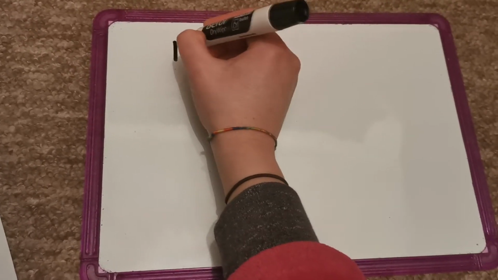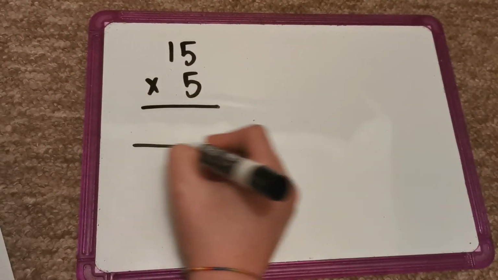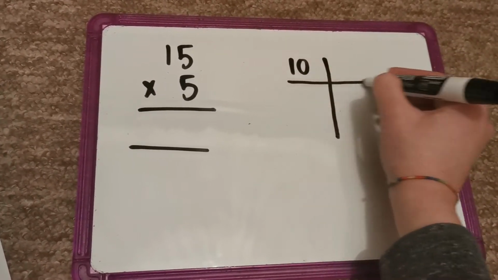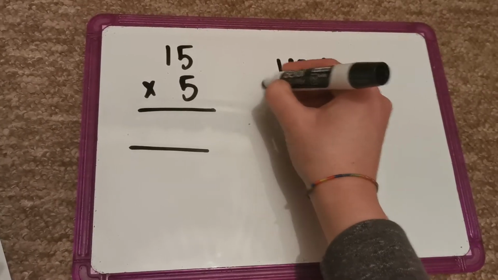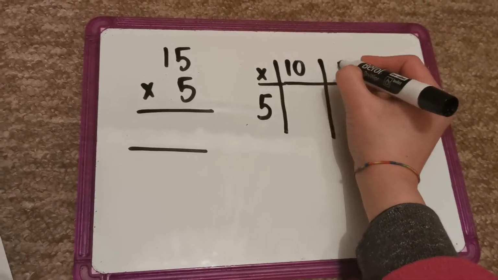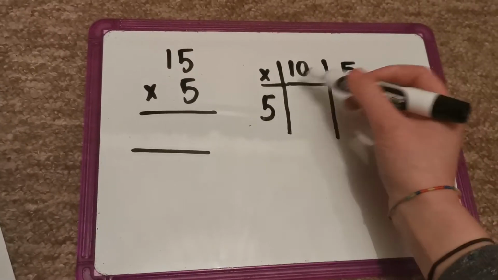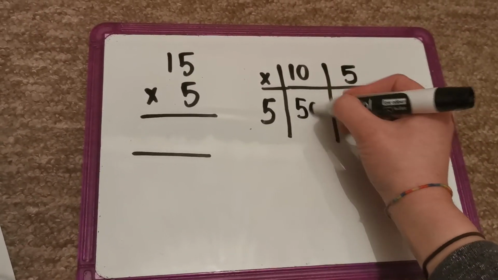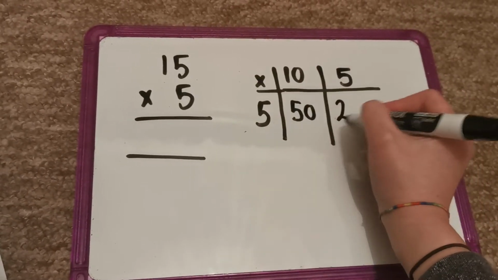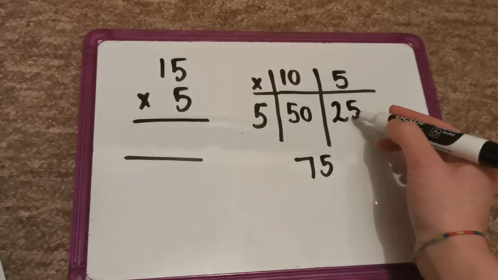So we've got 15 and we're going to multiply it by 5. Or you could use a grid method. It depends which one you think is the most efficient for you. So let's have a look at this. 10 times 5 is 50, which in a sense is also doing the same thing. And then 5 times 5 is 25. So I can see straight away the answer is 75, because 50 and 25 is 75.